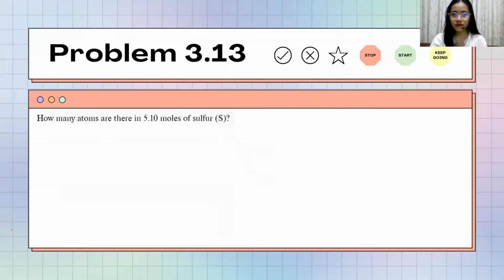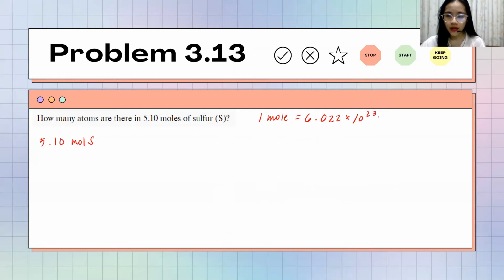First, we have here problem 3.13. How many atoms are there in 5.10 moles of sulfur? So the given here is 5.10 moles of sulfur. We know that 1 mole is equivalent to 6.022 times 10 raised to 23 atoms. So to get the number of atoms in 5.10 moles of sulfur, we will multiply it to Avogadro's number.